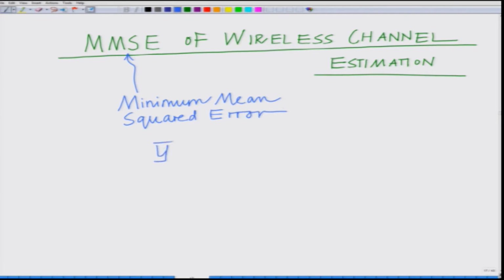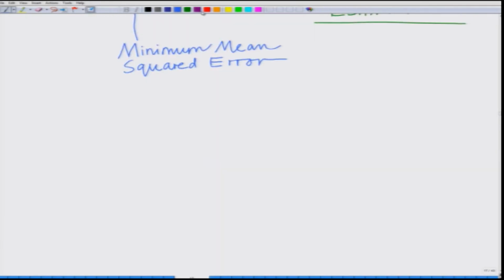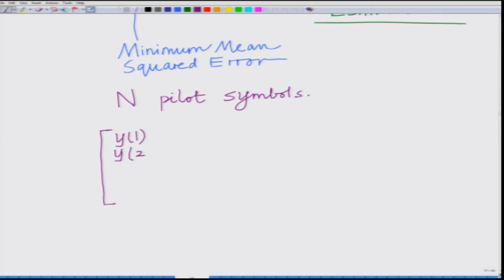Let us look at the model for the estimation. Let us consider the transmission. Of course, we have looked at this model, but let us just recall it. Let us consider the transmission of n pilot symbols, and therefore I can stack the received symbols as a vector, that is y1, y2, so on up to yn.